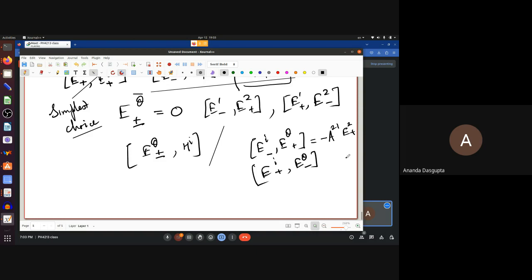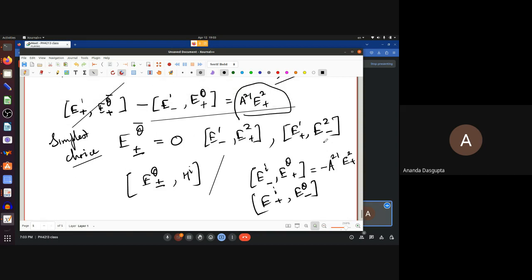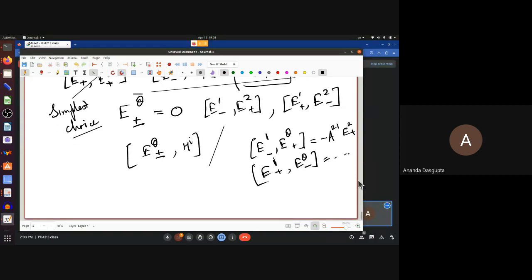Here you got E2 plus. Sorry, this is not E_I plus. I made a mistake, this is E1. Similarly, E1 plus with E theta minus, you will find that to be actually E2 minus. Not a new thing. Again, very similar, just use the Jacobi identity, you'll get all of that. The only problem is these are commutators which we haven't calculated yet.